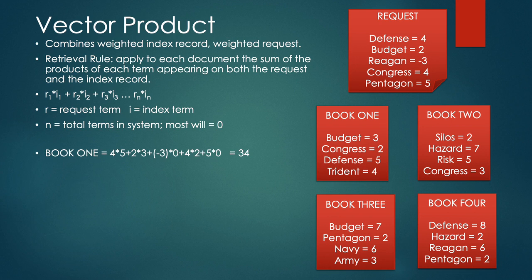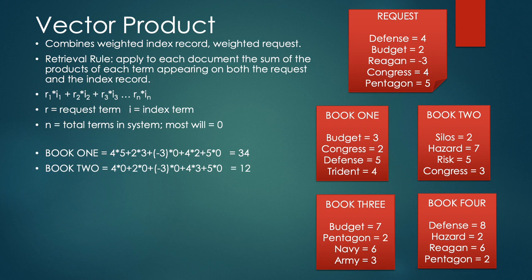Book 1, we have the request is 4, 2, minus 3, 4, 5, and the descriptors are 3, 2, 5, 4. So we have 4 times 5 plus 2 times 3 plus negative 3 times 0, which is going to be 0 anyway, plus 4 times 2 plus 5 times 0, total of 34. Go to book 2, do the same thing, multiply the values that are in common. We can't multiply if they aren't in common.